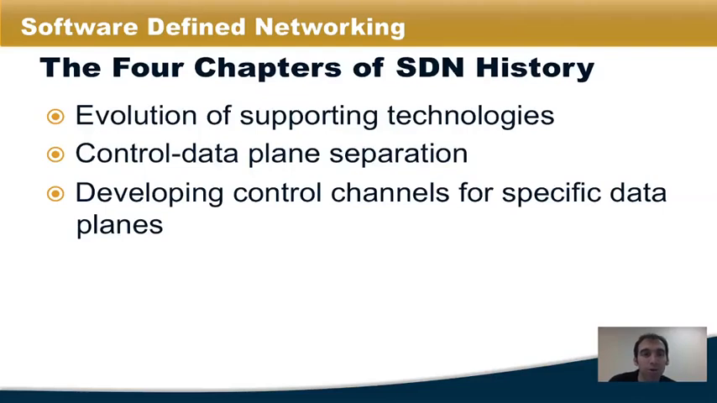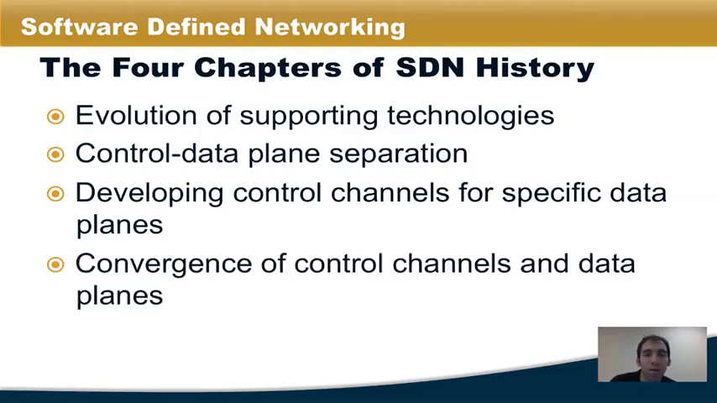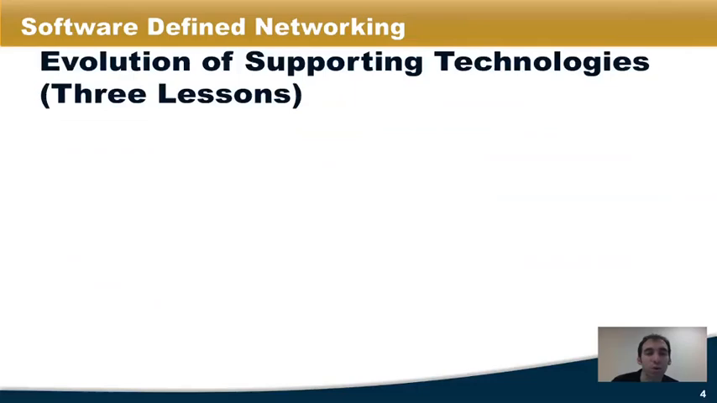operated networks, evolved. And we'll talk about how after the proliferation of these different control channels and data planes, there's been some convergence. In particular, the emerging OpenFlow standard is an example of convergence of a control and data plane around a specific standard. Let's first start by talking about the evolution of supporting technologies.